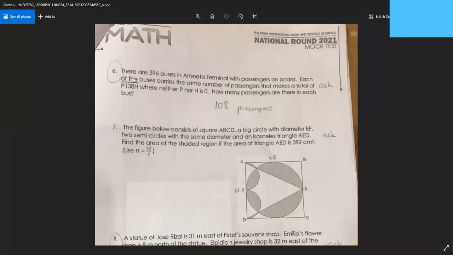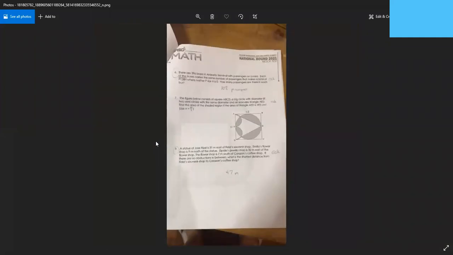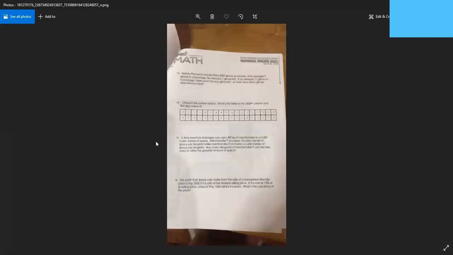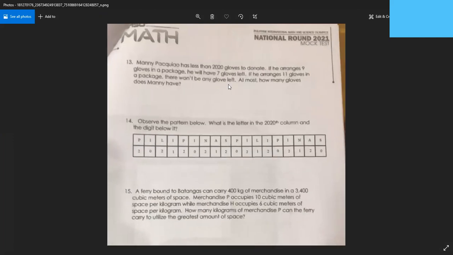Next, for number 7, again, let's skip that one first. Let's move on to number 13. Okay, so in here, this is actually division.